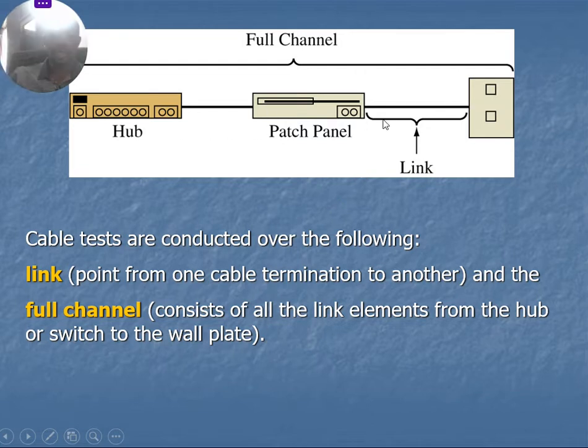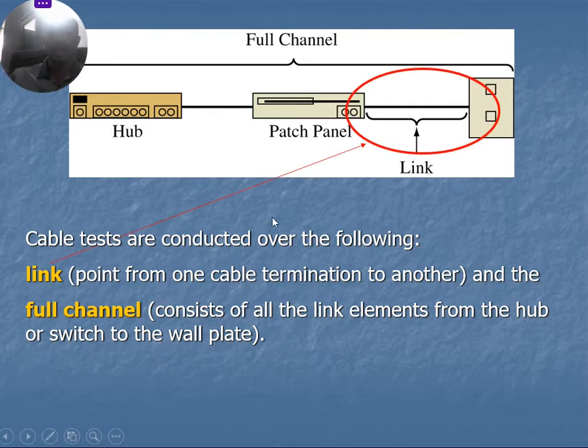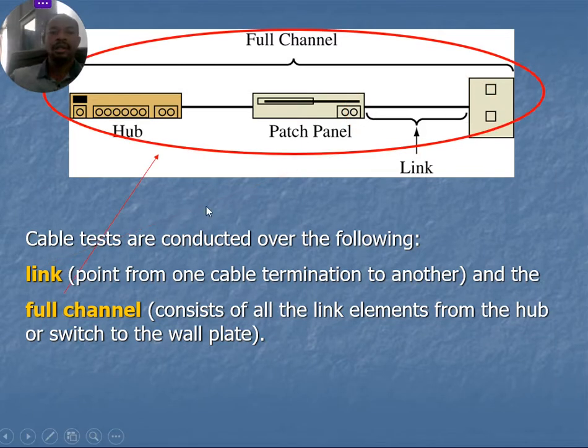It's called a full channel. A full channel consists of all the link elements from the hub or the switch to the wall plate, all the way from the switch to the wall plate. Is that okay? Now let's move on quickly. This is what this is showing you. From here to here it's a link, and then the whole thing is called a full channel.